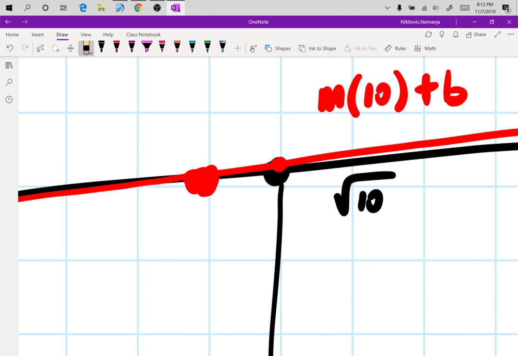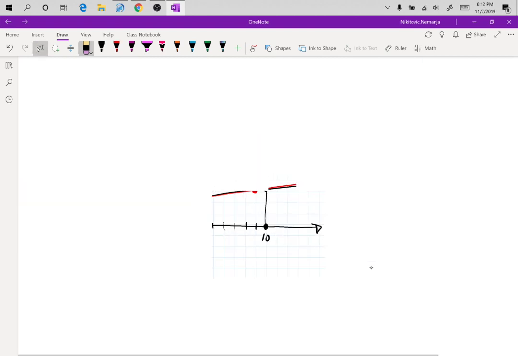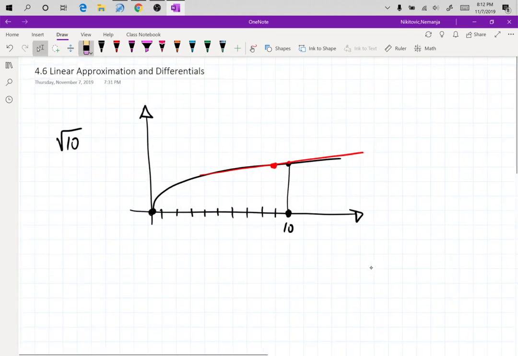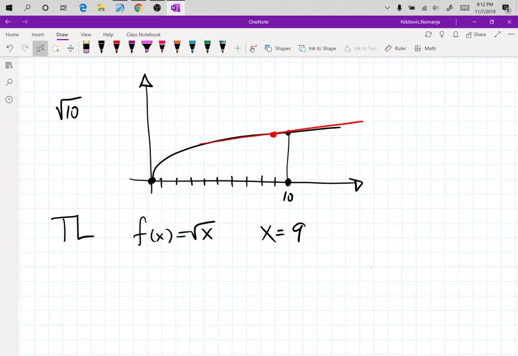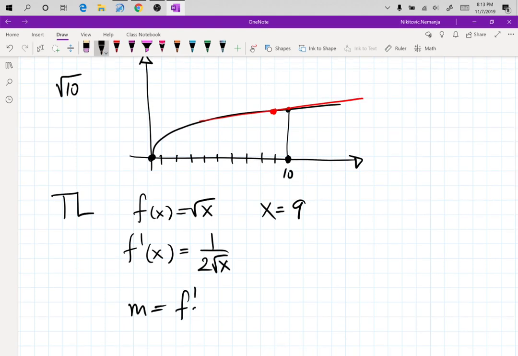So let's find this tangent line at 9 and then compute the rest. So the tangent line at 9. f of x is equal to root x, and my special value a is 9. Tangent line procedure, you had it on your exam: you're supposed to find the derivative, which is 1 over 2 root x, and then to calculate m, you evaluate the derivative at the value you're interested in, so 1 over 2 times the square root of 9, which is 1 over 6.